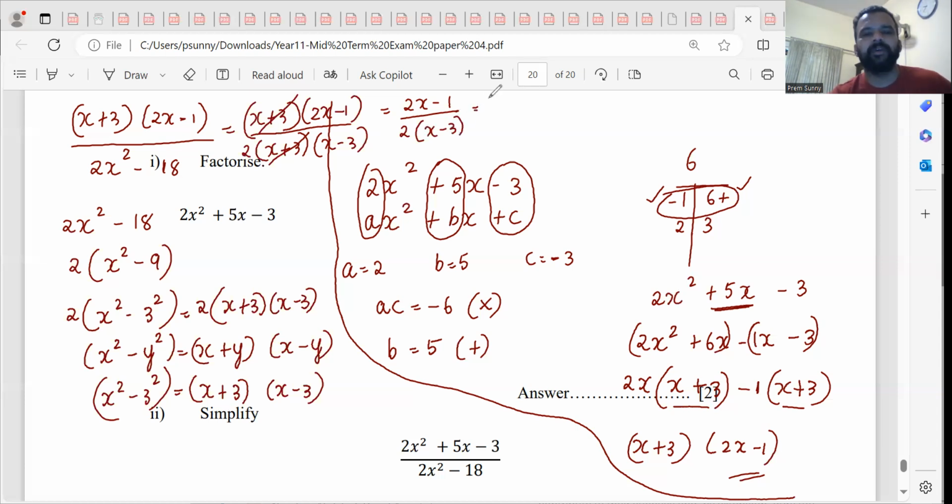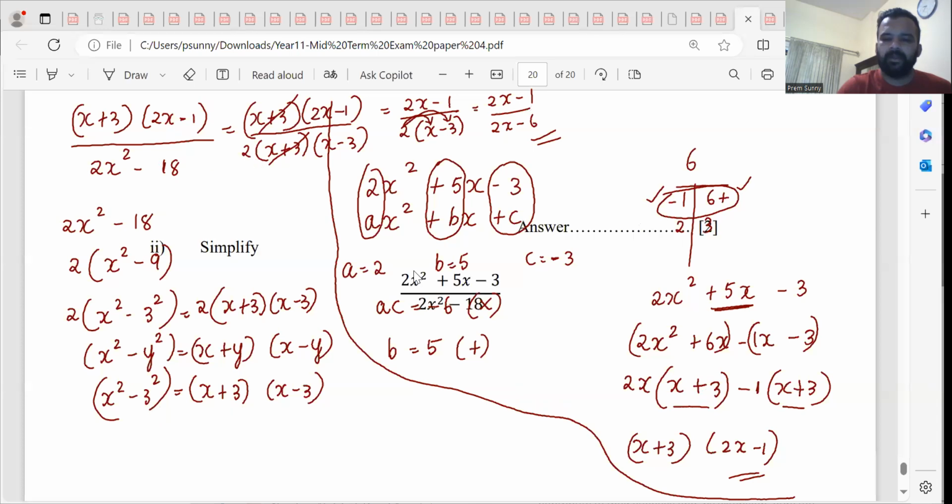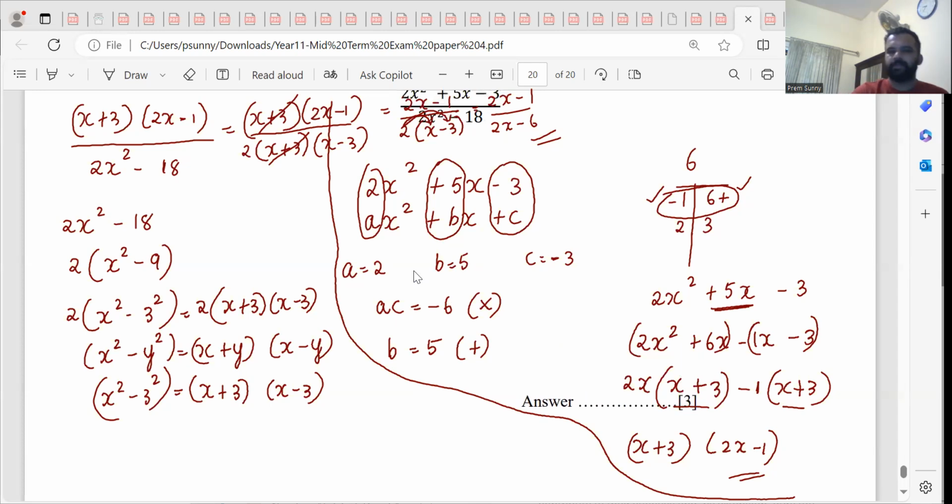If you want, you can further simplify it as 2x minus 1 over 2 has to be multiplied with x and 2 has to be multiplied with 3 in order to expand the bracket. 2x minus 6. That will be your final answer. So this was a 2 plus 3, 5-mark question.